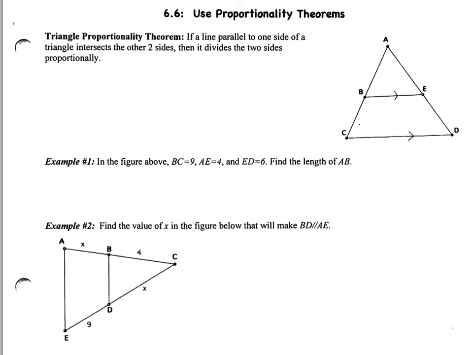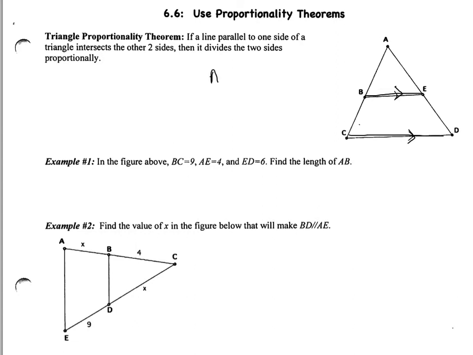So the first one is called the triangle proportionality theorem. It says, if a line parallel to one side of a triangle intersects the other two sides, then it divides the two sides proportionally. Okay, so all that means is, if I have two parallel sides, well, I have BE, which is parallel to CD, it divides the sides proportionally. We've already seen this before.